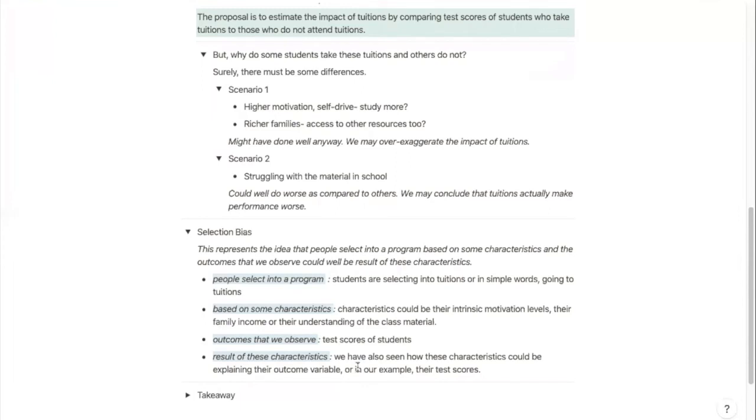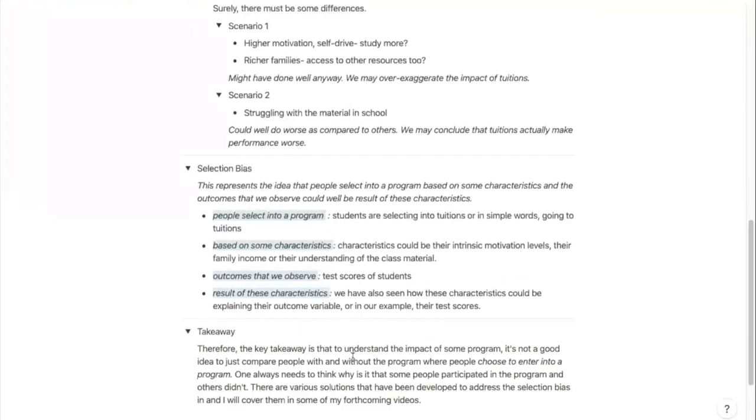In this example, students are selecting into tuitions, which means that students are by choice attending tuitions based on their characteristics, and we've already talked about what some of these characteristics can be. These characteristics could be their intrinsic motivation levels, their family income, or their understanding of the class material. Now we have also seen how these characteristics could be explaining the outcome variable, which in our case is their exam scores. So hopefully by now you understand what this selection bias represents.